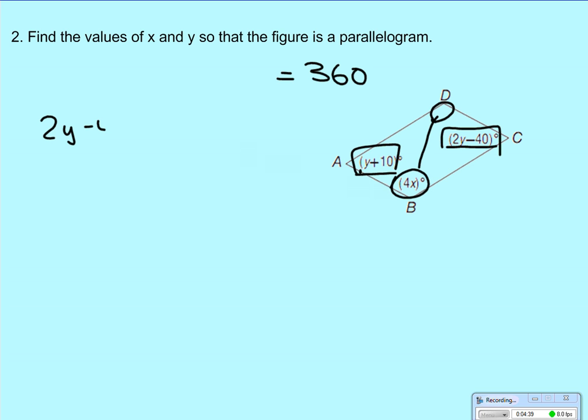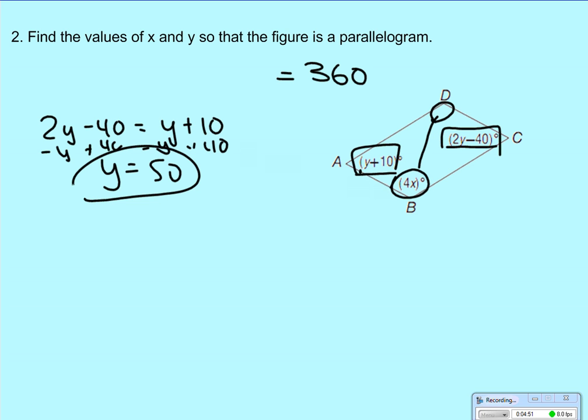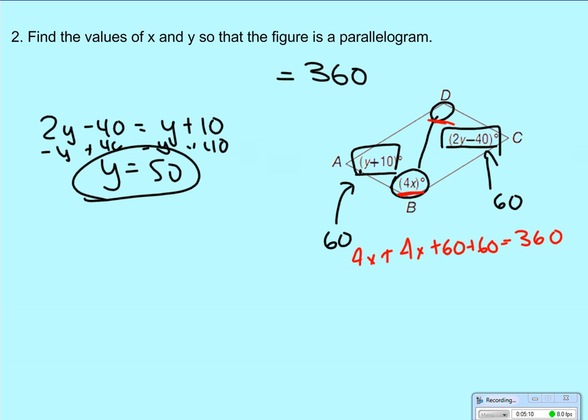So 2y minus 40 equals y plus 10. Subtract y, add 40, add 40. So y equals 50. So that means angle A is 60, and angle C is 60. So I've got 4x. This is also 4x because they're congruent. So 4x plus 4x plus 60 plus 60 all has to equal 360. So now 8x plus 120 equals 360. Subtract 120, subtract 120. 8x will now equal 240.